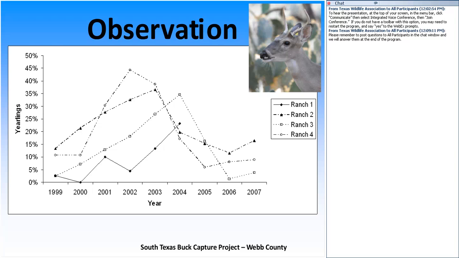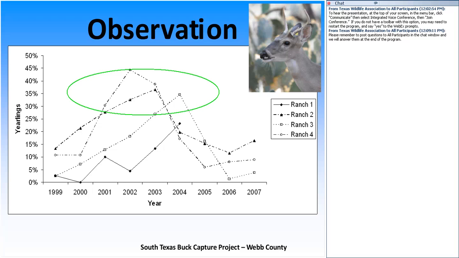So we had a long run of deer captures, particularly in Webb County, out near Laredo and Encinal and places like that in the western part of South Texas. And captured deer from 1999 up to 2007 on 4 different ranches out there. And something really interesting jumped out at us. There were some years that I've got roughly highlighted in green here where 30 to 40%, almost 45% of the bucks that we captured were yearling bucks.